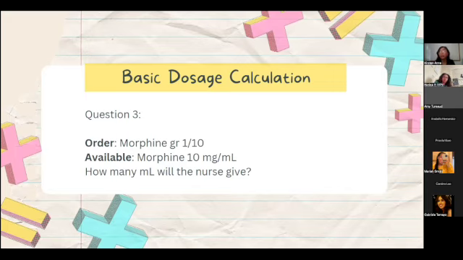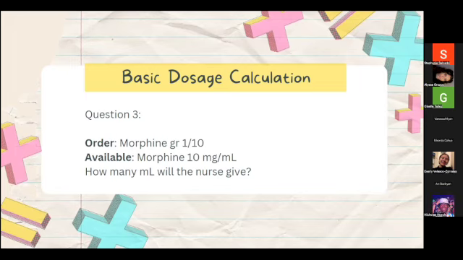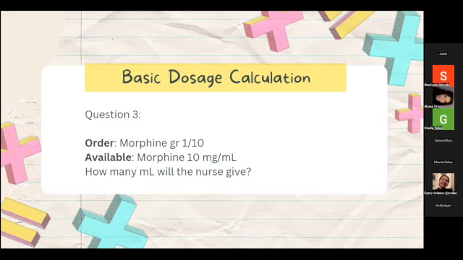Usually you can use dimensional analysis though. A lot of the problems that we're going to be going through, you can use a lot of different ways. But I think just the easiest way when they're giving you an order and they're giving you a dose and then what milliliters it comes in, is just automatically thinking of desired over have times quantity.